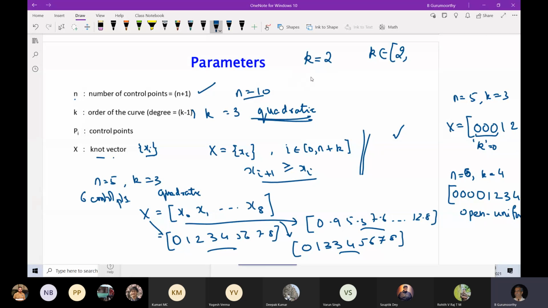Note that if k is equal to 1, then your degree is 0, which means that you are not having any curve at all. It's just a bunch of points. So we don't consider this. This is the lowest order curve that you can expect, which is degree 1, order 2. Okay. Now, given that you have already made a choice on n, what is the largest value k can take, or is there a limit on that at all?